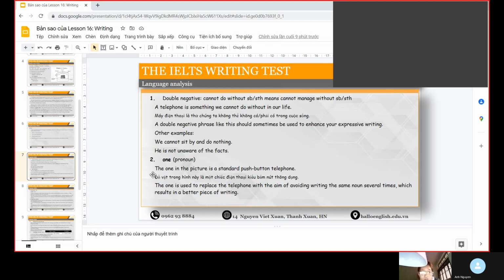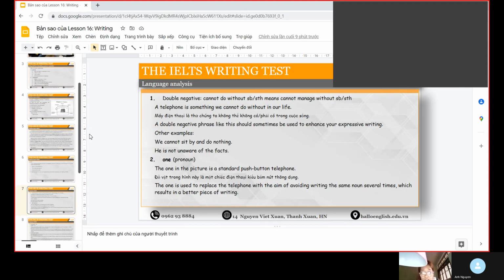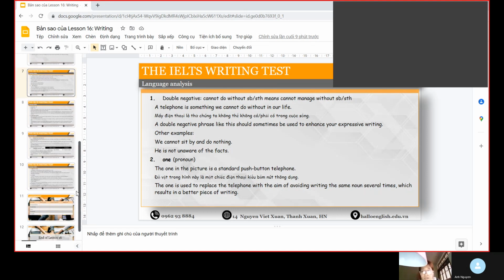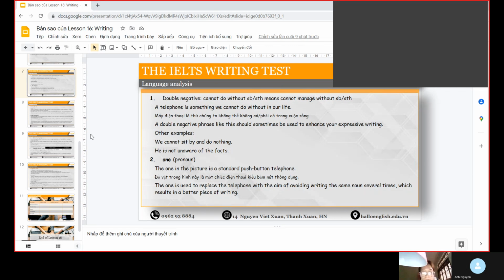When you say that the telephone in the picture is a standard push-button telephone, it is not wrong, but you should avoid repeating the word telephone too much, although we know that the object we are describing is a telephone. But repeating the word telephone too many times may bore the readers, may make the readers become uninterested in your writing. So try to use other words to replace the word telephone, like the one in the picture.